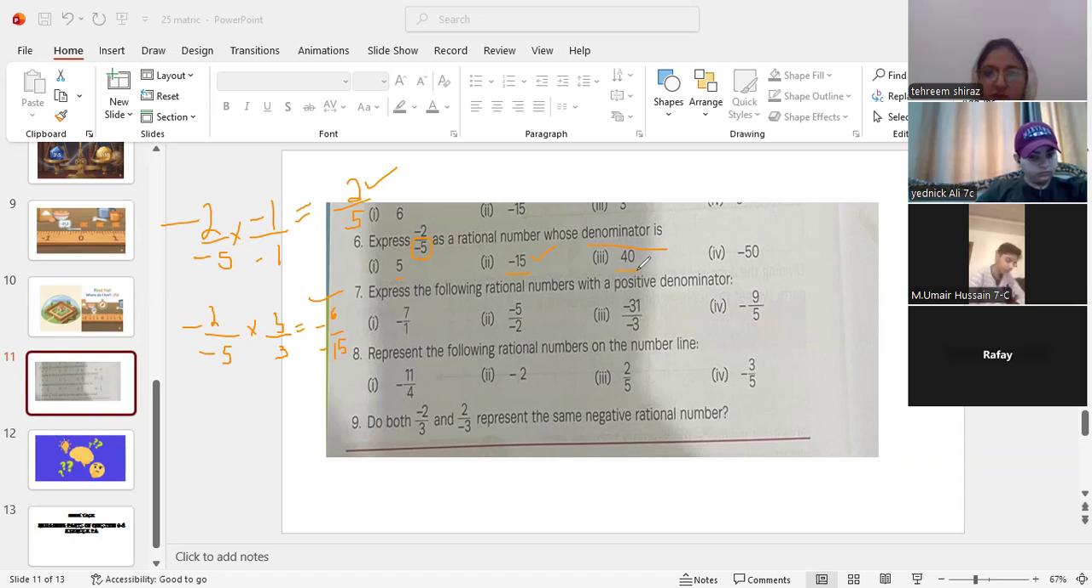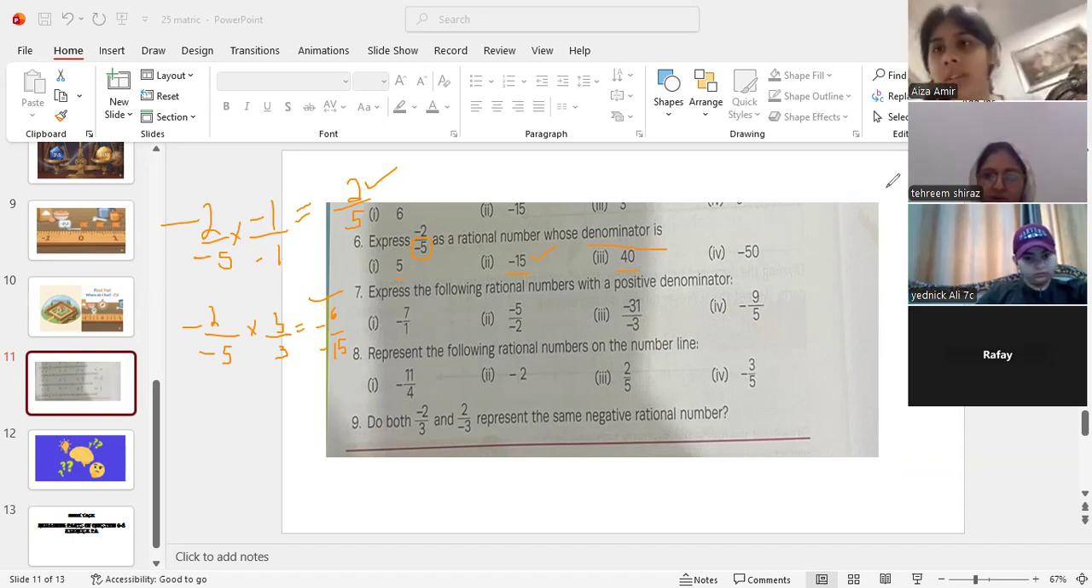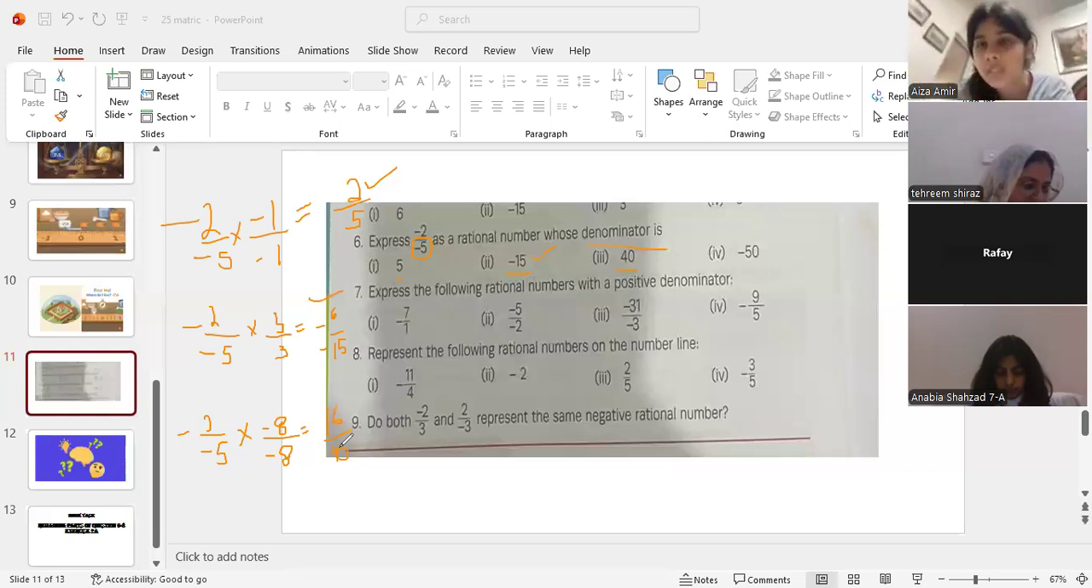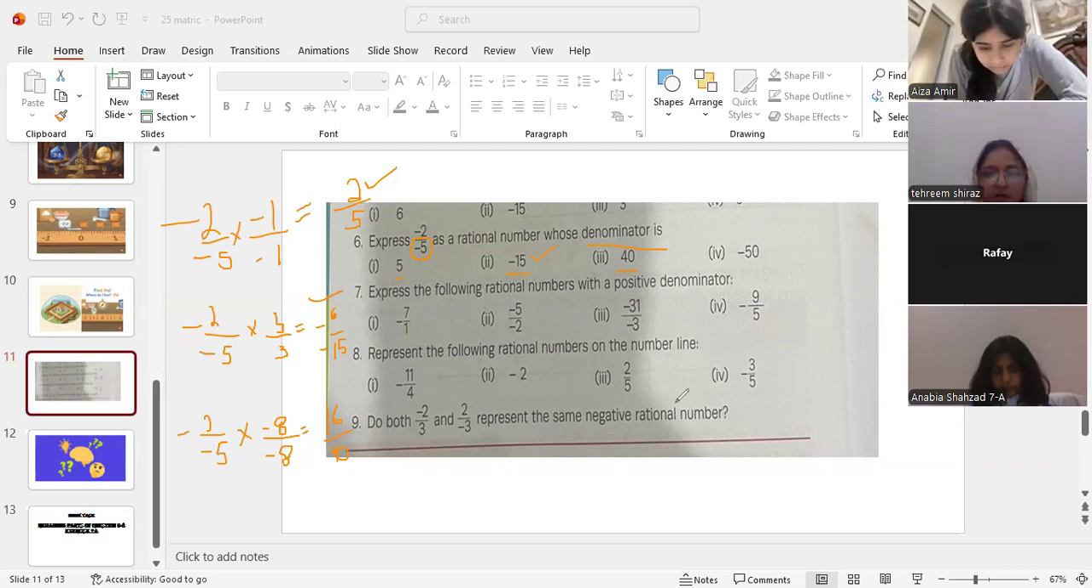Anyone who can raise his or her hand and tell me, yes, Aiza. Very quick response. Yes, ma'am. The original question says -2 by -5, and since the number is positive, minus minus equals plus. So in order for the denominator to be 40, we will multiply it by 8, and whatever goes on the denominator goes to the numerator, like you said. So I have minus 2 by minus 5 multiplied by minus 8 by minus 8 equals 16 by 40. Is this correct? Yes, this is correct.